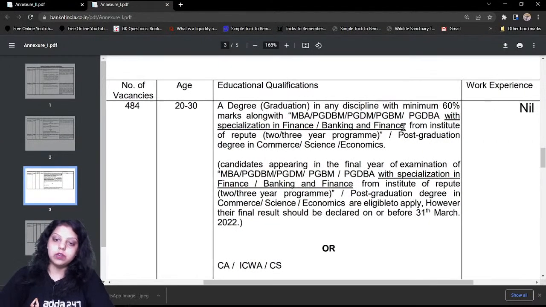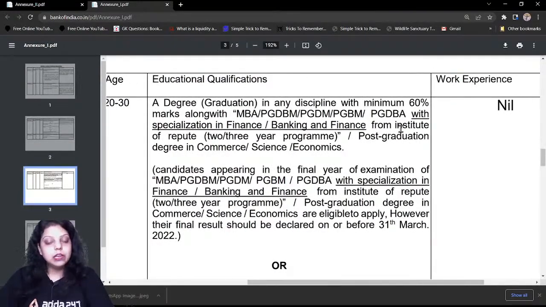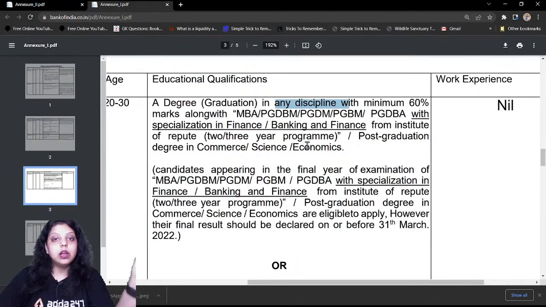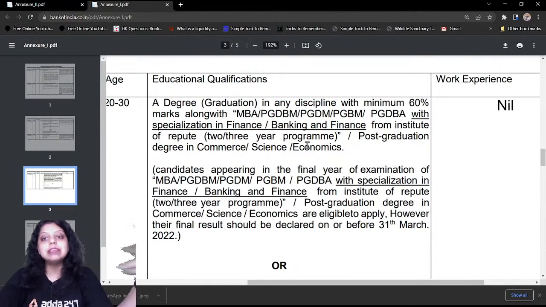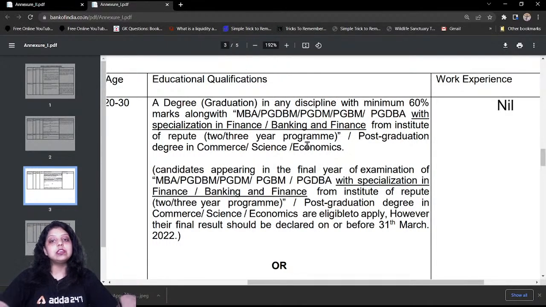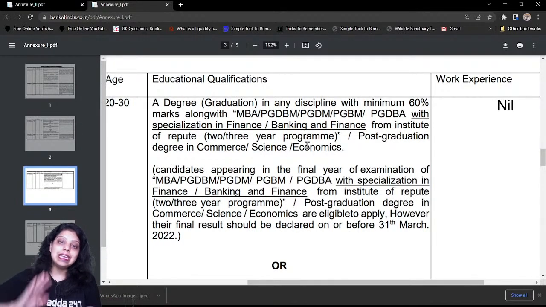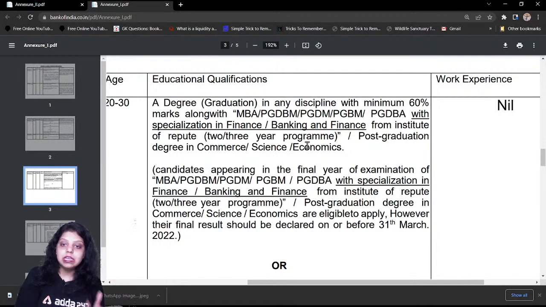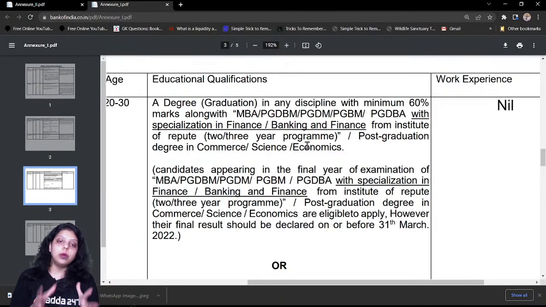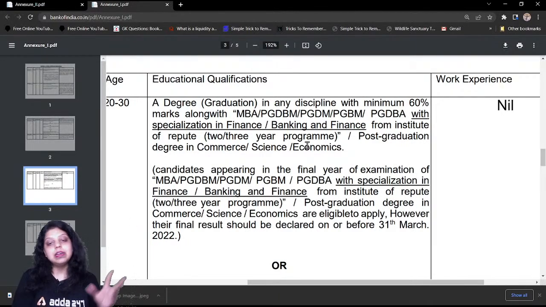Now education qualification, a degree, that is graduation in any discipline. Now make sure that degree in any discipline with the minimum 60% marks, along with MBA, PGDBM, PGDM, PGBM, PGDBA with specialization in finance, banking and finance from Institute of Reputed Post-Graduation Degree in Commerce, Science and Economics. Now don't think that only any graduate can fulfill this. Apart from graduation, you require MBA, PGDBM, PGDM, PGBM, PGDBA in the specialization of finance, banking and finance from a reputed institution. Okay, that you have done 2 or 3 years of program.